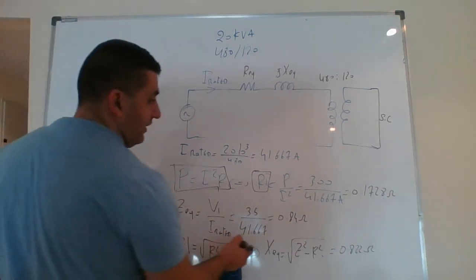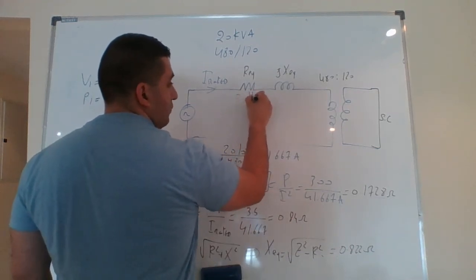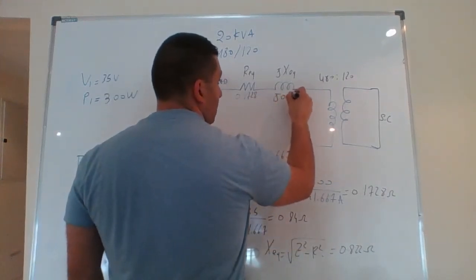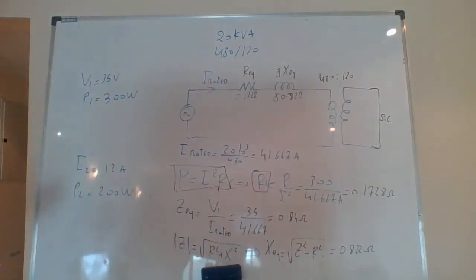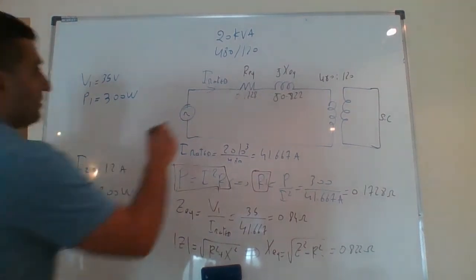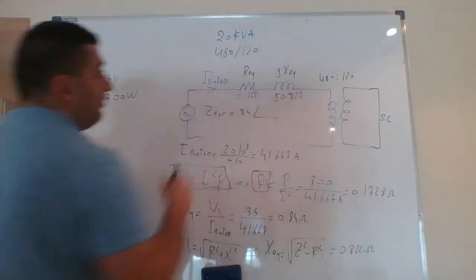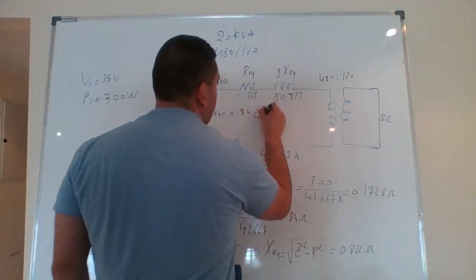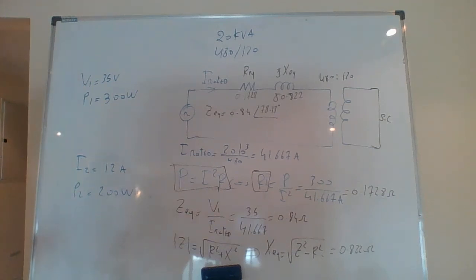That's how I find this value, 0.1728. This will be J, 0.822. And based on the system, I can now find Z. So Z equivalent would be 0.84. Now that you have R and J, the angle will be 78.13 degrees.